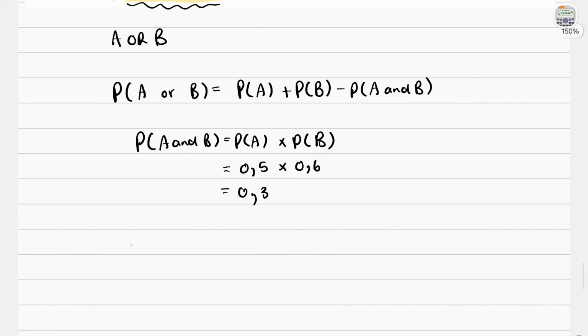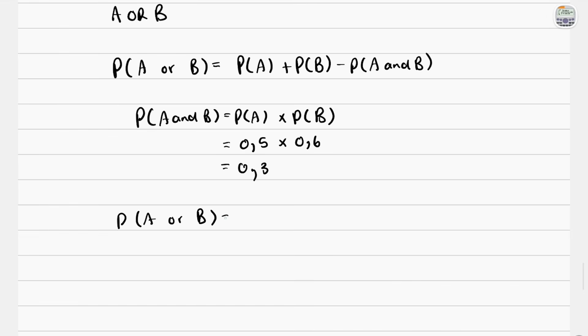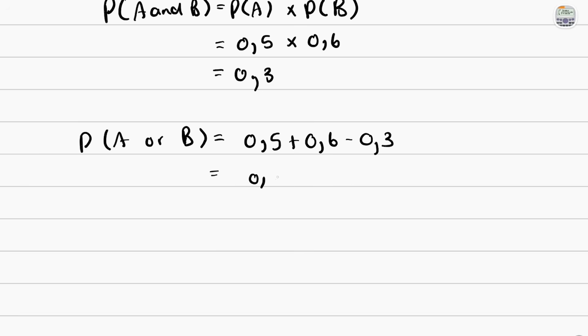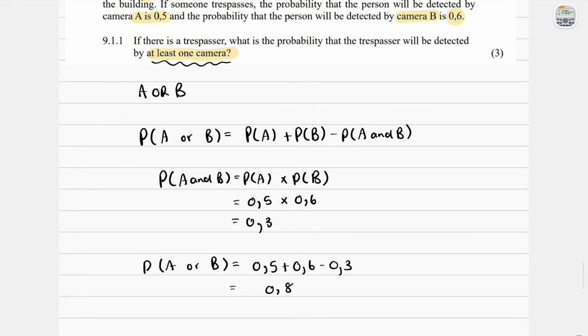And so we can finally find the probability of A or B, because that's what we're trying to find, the probability of at least one occurring. So that is the probability of A, which is 0.5 plus 0.6 minus 0.3. So that's going to be 1.1 minus 0.3, which is 0.8. And that is our answer. Moving on to the next question.